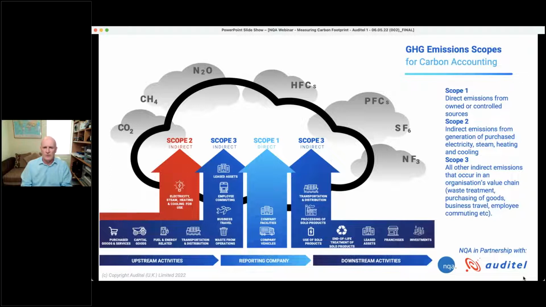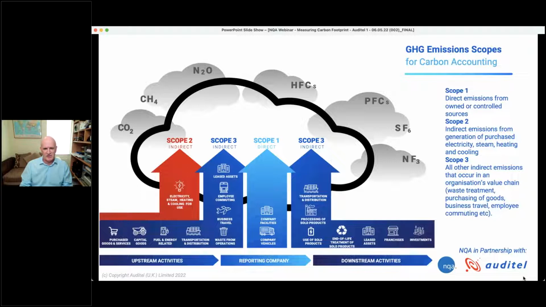Now, to satisfy the conditions of PAS 2060, we must include 100% of Scope 1 emissions, 100% of Scope 2 emissions, and a subset of Scope 3. And by subset, it's not a case of you get to choose. It's what's relevant to your business and what you can actually gather data on. Now, ideally, all data initially should be primary data.